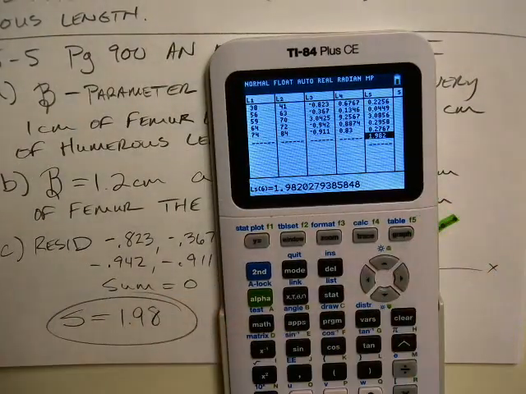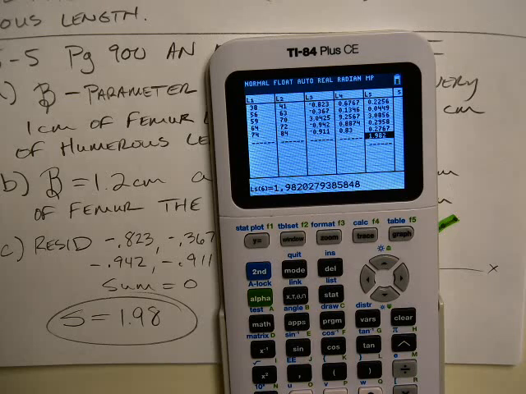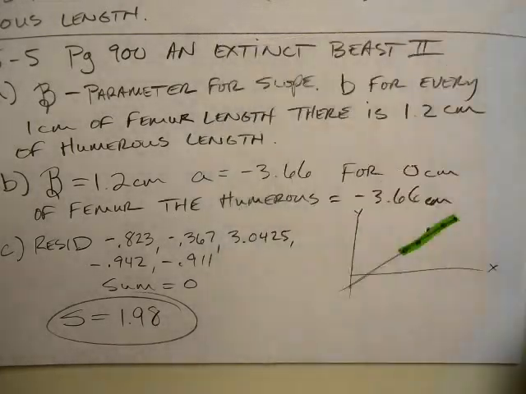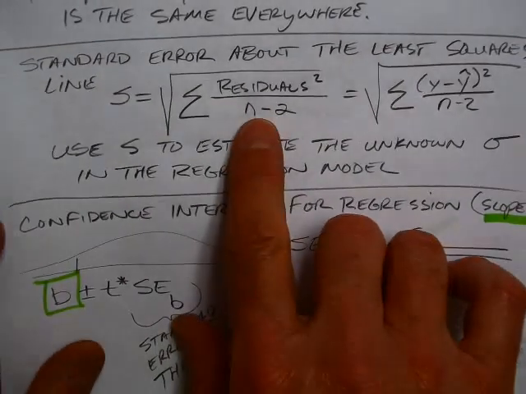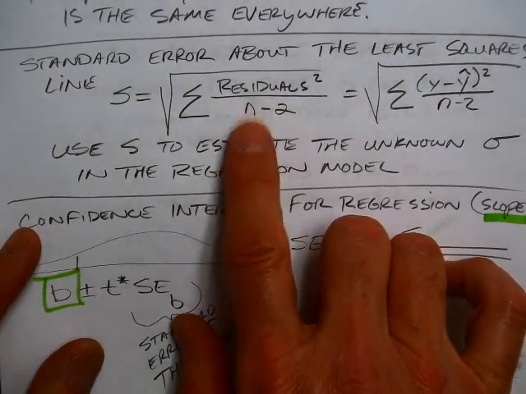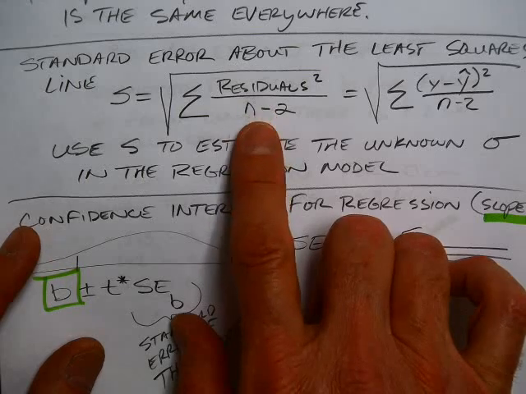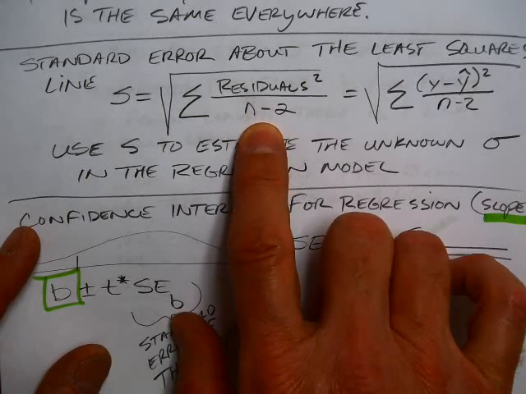So going back, I took the residuals out of the machine, I squared them, and then I took the square root of the sum. Because the formula is n minus 2, so that's the 3.